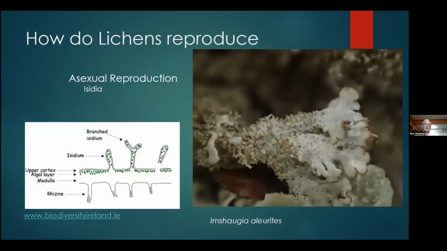Isidia are basically the same thing, except they have a cortex. And again, this time it breaks off from the surface of the lichen and lands on a substrate. And they're starting over with the algae and the fungus present, and they don't have to look for each other. So those two bodies are the main ways that lichens reproduce asexually.